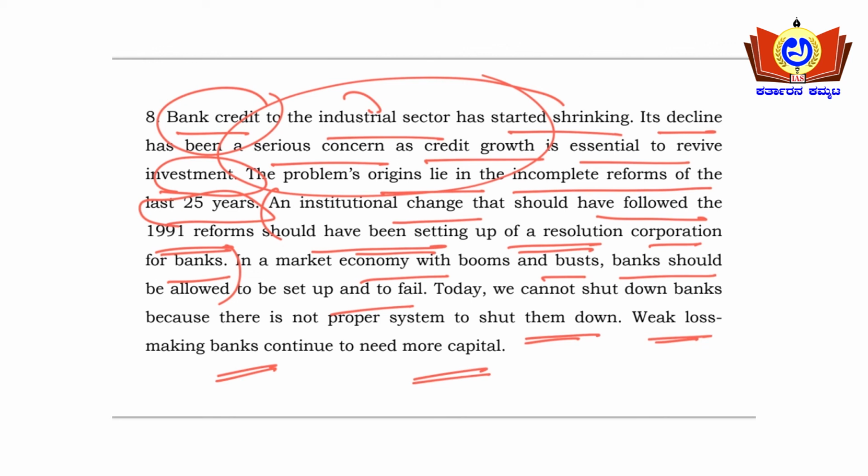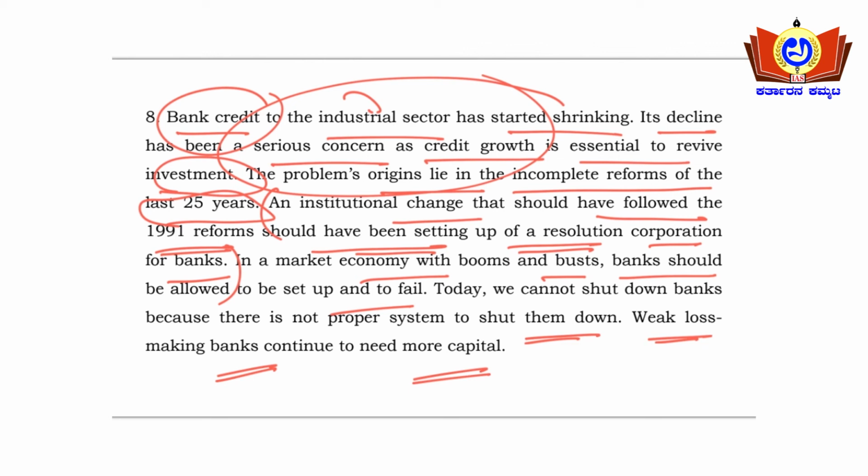It also states that in a market economy with booms and busts, banks should be allowed to set up and fail. Banks should not be controlled; they should be allowed to set up and fail. Today we can't shut down banks because there is no proper system to shut down a bank. Once a bank has been established, there are no proper rules and regulations. In a market economy the bank should be allowed to function by itself. There should not be any regulations like banks needing to only lend to the agriculture sector, or only to the industrial sector, or only at a lesser percentage of interest. These kinds of things should not be regulated.